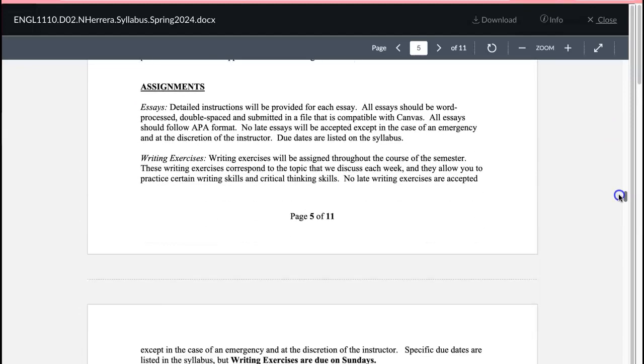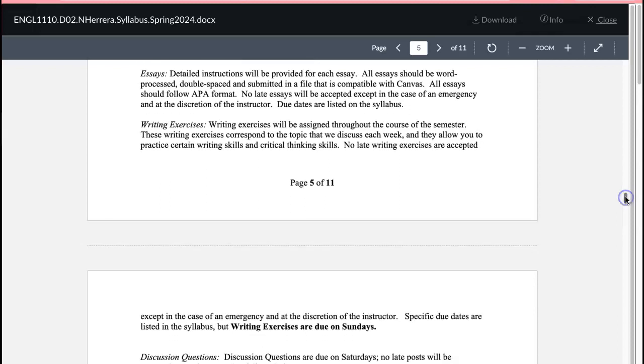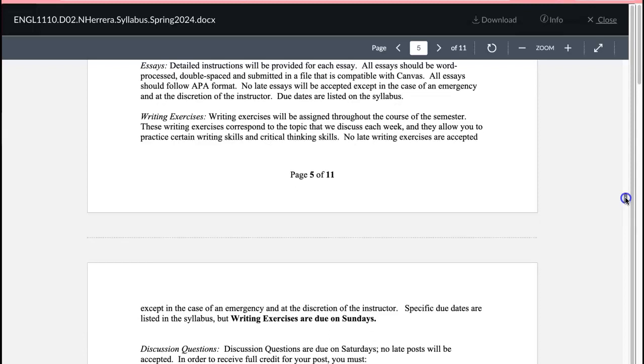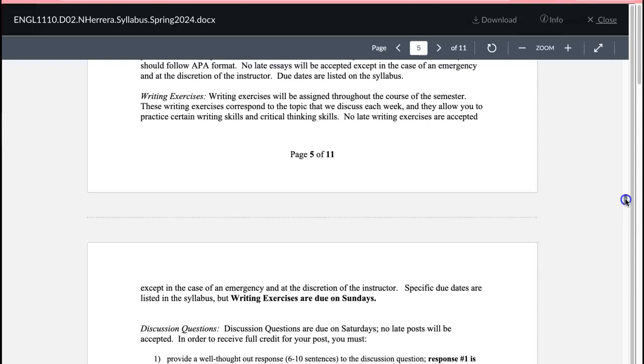Something else I wanted to talk about are the assignments. We do have essays for our major assignments, and detailed instructions are provided for each essay. We also have writing exercises. The writing exercises are shorter assignments, and they are essentially worth 10 points, and they are due on Sundays. So we do have them weekly. Not every week, but some weeks we do.